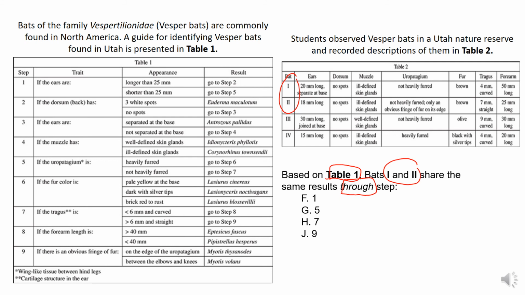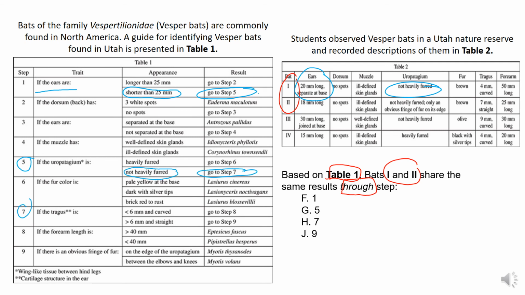So, let's go to bat 1, and I'm going to write bat 1 with blue. And so it says his ears are 20 mm long and separate at the base. So ears are 20, which is obviously shorter. It says go to step 5. I go to step 5. And it says if the Uropatagium is heavily furred, go to step 6. Not heavily furred, go to 7. Well, the Uropatagium says not heavily furred. So I'll go to step 7.